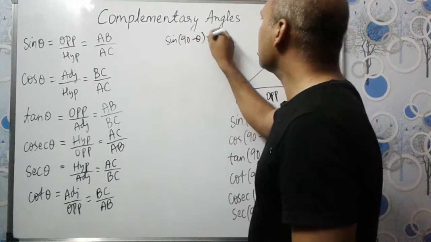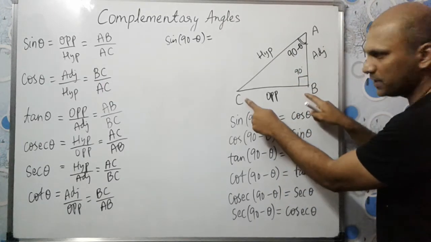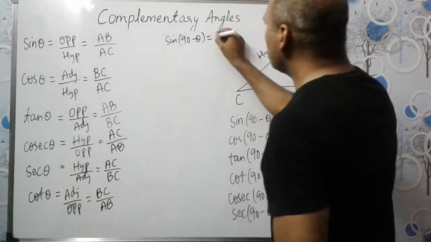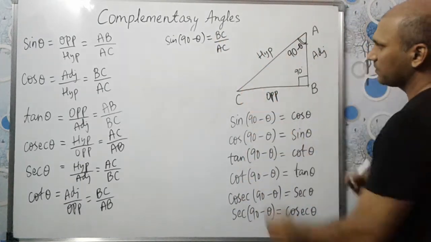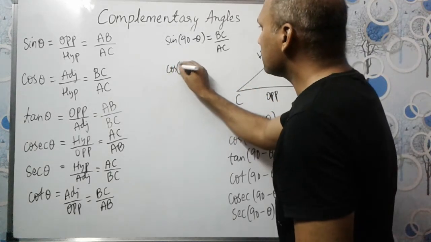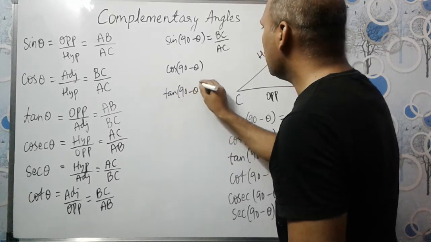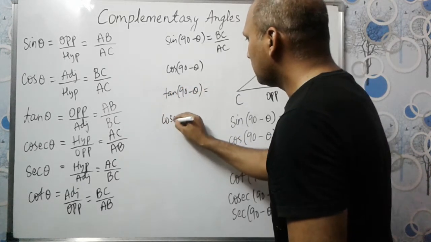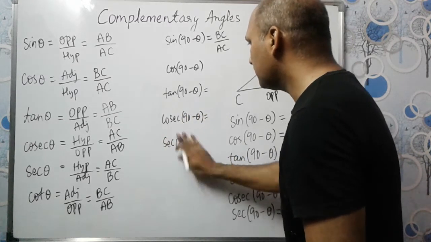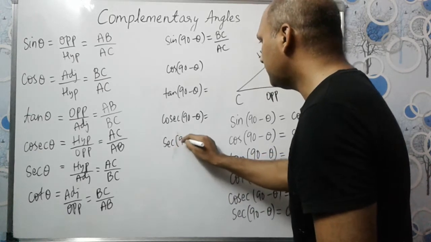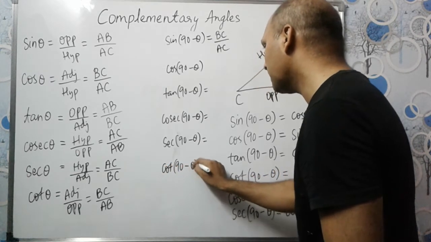Sine 90 minus theta. Sine formula is opposite by hypotenuse, right? So opposite is BC divided by hypotenuse. So this will be BC by AC. BC is opposite, hypotenuse is AC. Okay, sine is done. Like this we'll find cos 90 minus theta, tan 90 minus theta, cosecant 90 minus theta, secant 90 minus theta, and finally cot 90 minus theta.